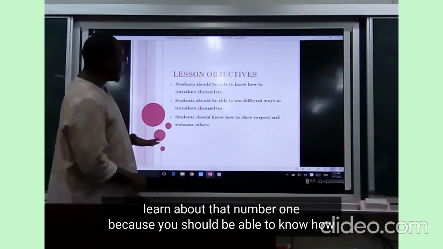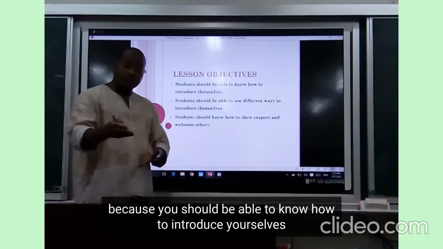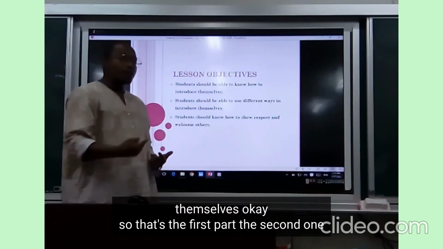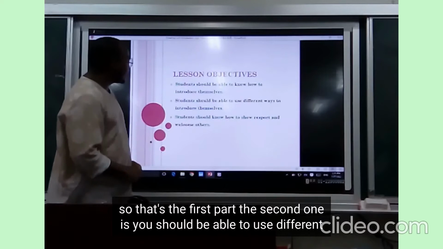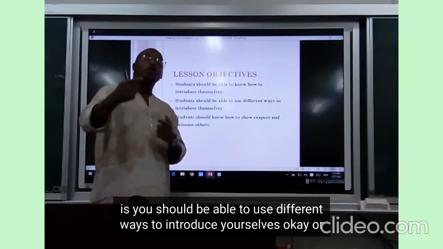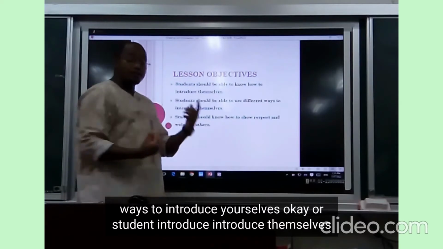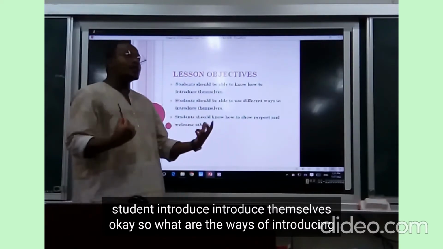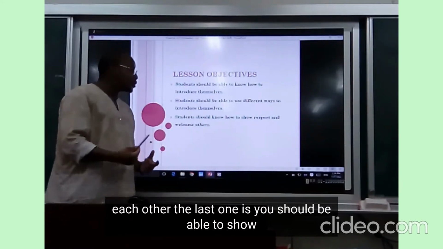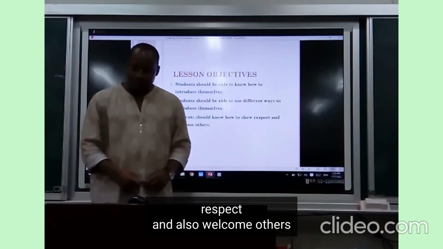Number one, you should be able to know how to introduce yourselves. Students should know how to introduce themselves. That's the first part. The second one is you should be able to use different ways to introduce yourselves. So what are the ways of introducing each other? The last one is you should be able to show respect and also welcome others.